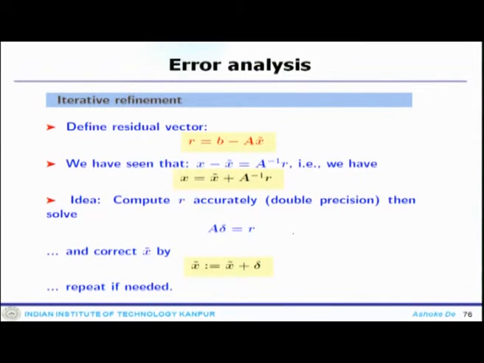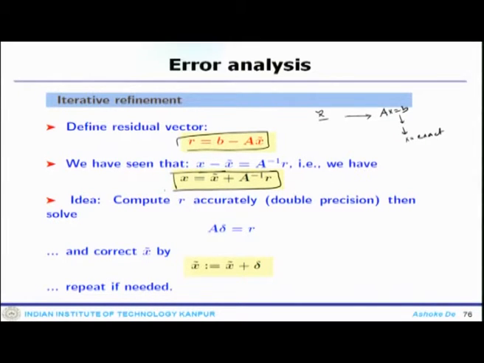Now, when you go to the iterative solution procedure, because finally you are solving A x equals b and slowly approaching the exact solution through an iterative procedure, what you need to do is this. As we said, x prime could be the approximate solution to this particular system, then the residual vector would be R equals b minus A x prime, and we have seen that x minus x prime equals A inverse R. So, we have x equals x prime plus A inverse R.